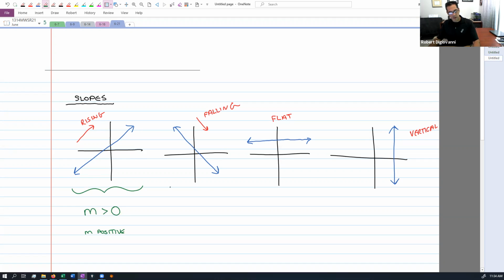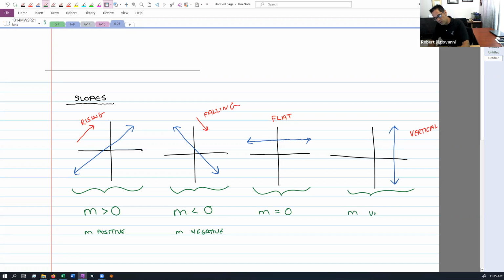Here, I can tell you guaranteed that your slope would have to be less than 0. In other words, your slope is negative. This one, I guarantee you, if it's a flat line, your slope has to be 0. And this last one, vertical lines, the slope is what we call undefined.